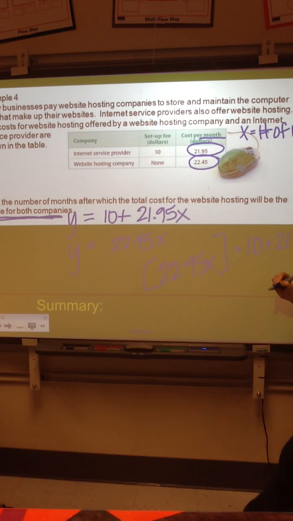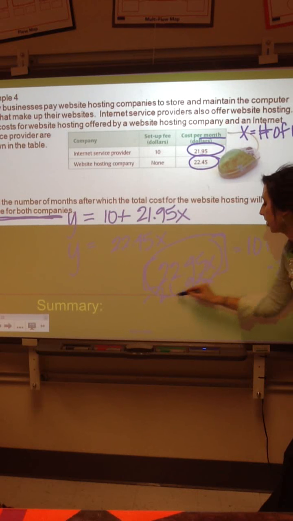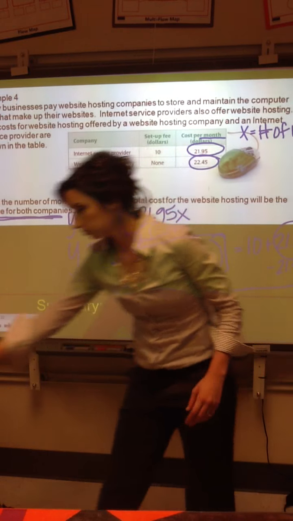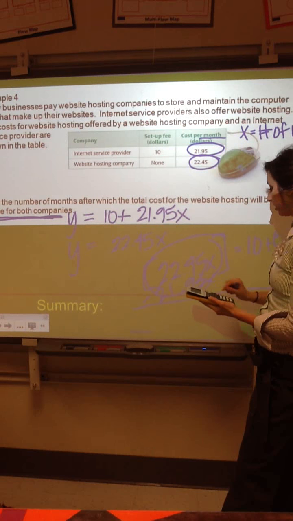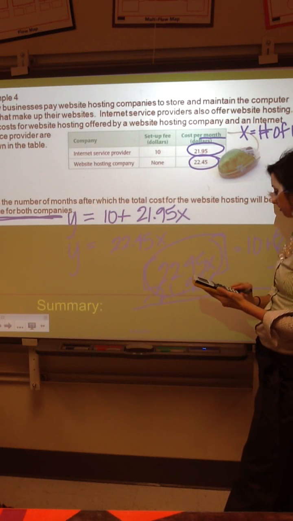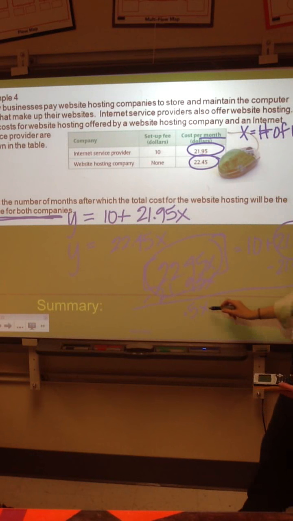22.45x, close the brackets, equals 10 plus 21.95x. Do I have friends? X's and X's. These are circles. Remember, circles on one side. So how do I cancel this? It's a plus 21.95x, so I'm going to minus 21.95x, minus 21.95x. Big line. Here we go. 22.45 minus 21.95 equals 0.5x, and all of that equals 10.